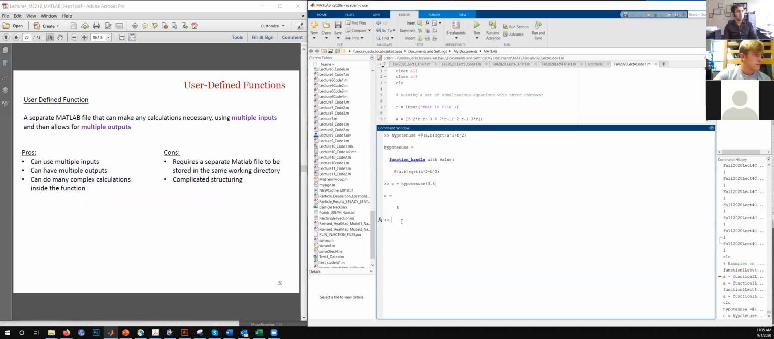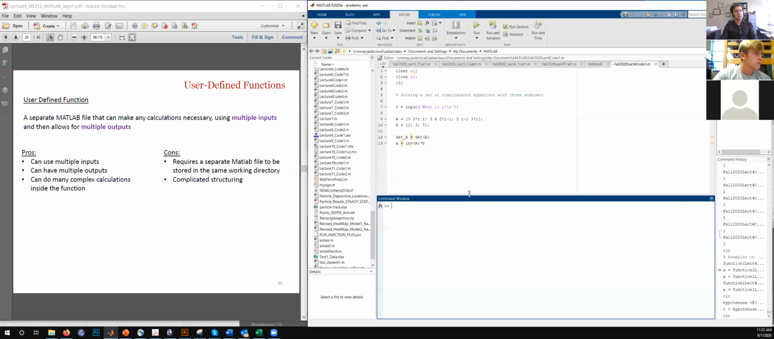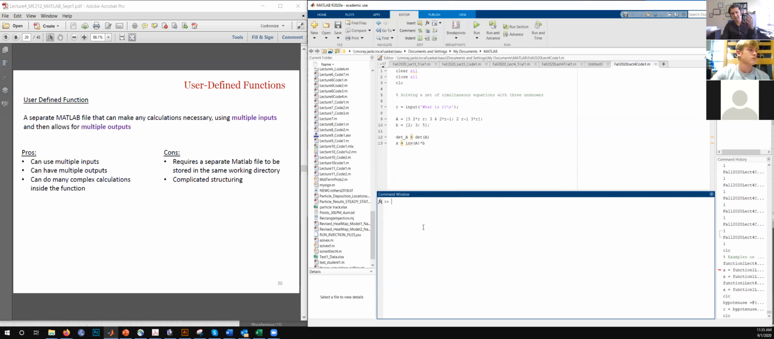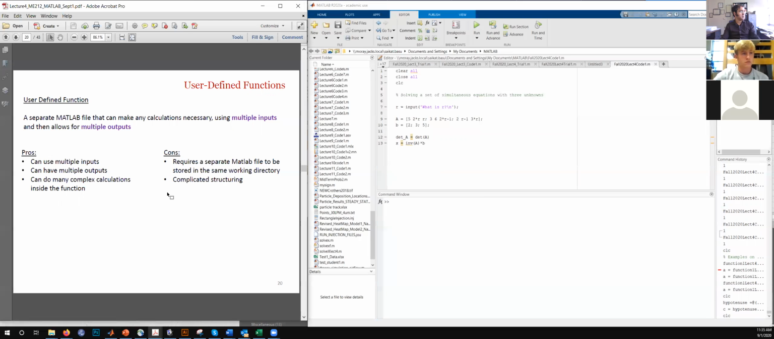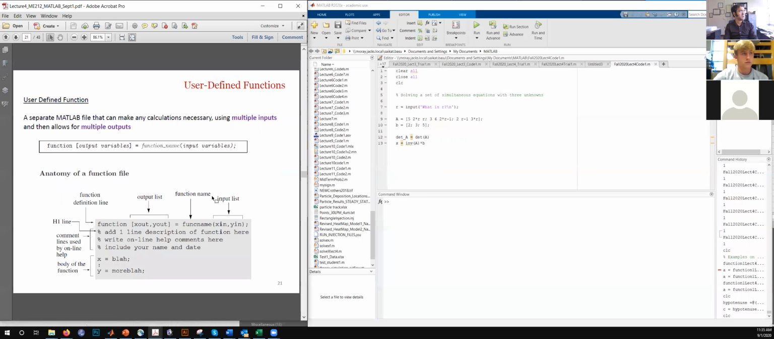Let's look at the more dominant category of functions, which is user-defined functions. So with user-defined functions, as we saw, anonymous function can just handle one output, right? But with user-defined functions, it can handle multiple input values and it can give out multiple outputs. And because of this reason, in engineering or science, we mostly end up using user-defined functions. So let's go directly to some examples.